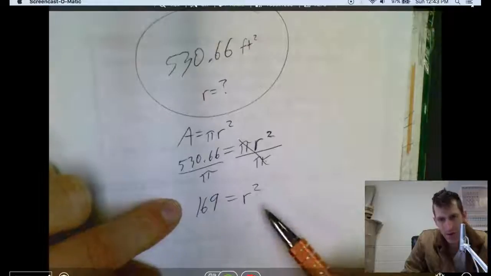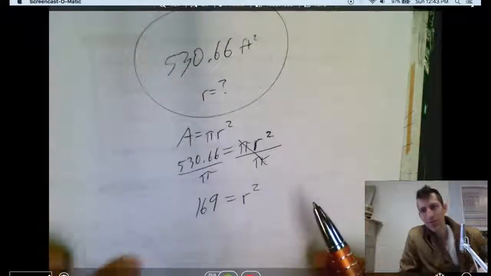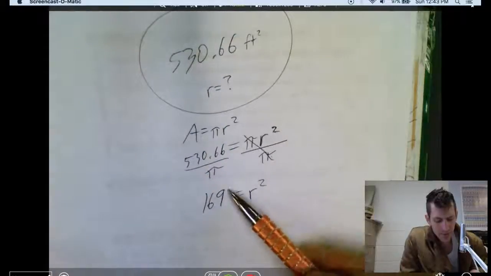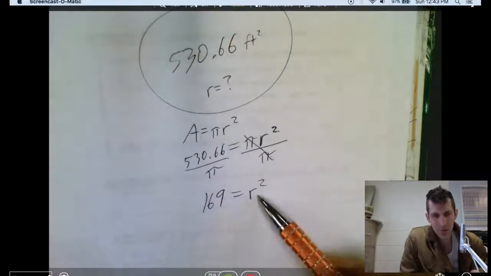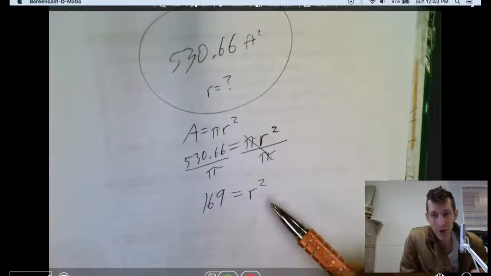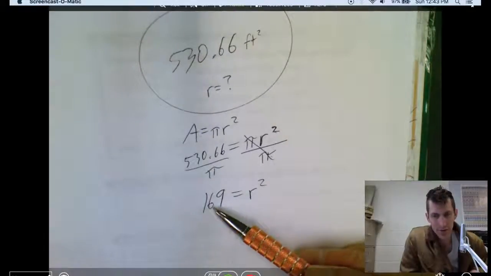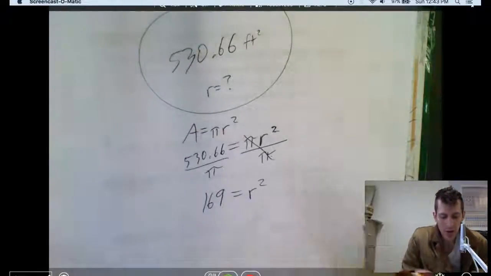We have not finished this problem. And some of you, I think I remember on a test a while ago, you would just leave it like this as your answer, but you just told me what r squared is. I need to know what r is, what the radius is, not what radius squared is. So how do you get rid of that square?